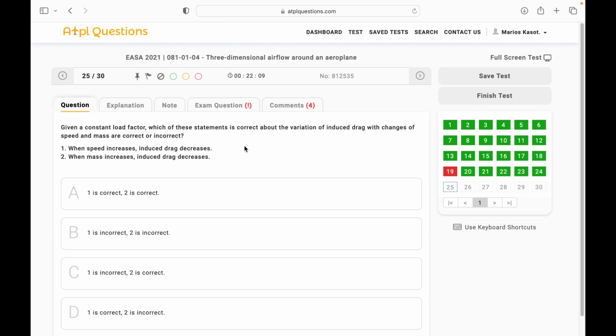Given a constant load factor, which of these statements is correct about the variation of induced drag with changes of speed and mass? When speed increases, induced drag decreases. Yes, because in order to remain straight and level, we will lower angle of attack, we will lower our coefficient of lift, and induced drag decreases. So number one is correct. We can also bring in mind how the graph of the induced drag acts with speed. And when mass increases, induced drag increases. So the second one is correct too. Wait, first one is correct, second one is incorrect. The correct answer is D.